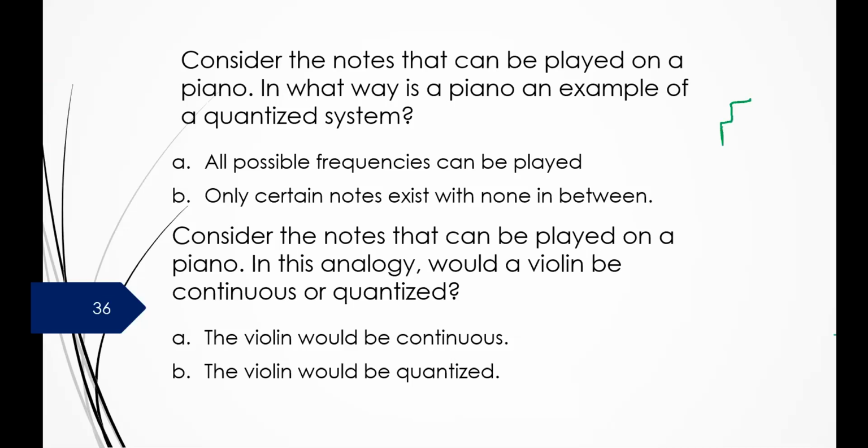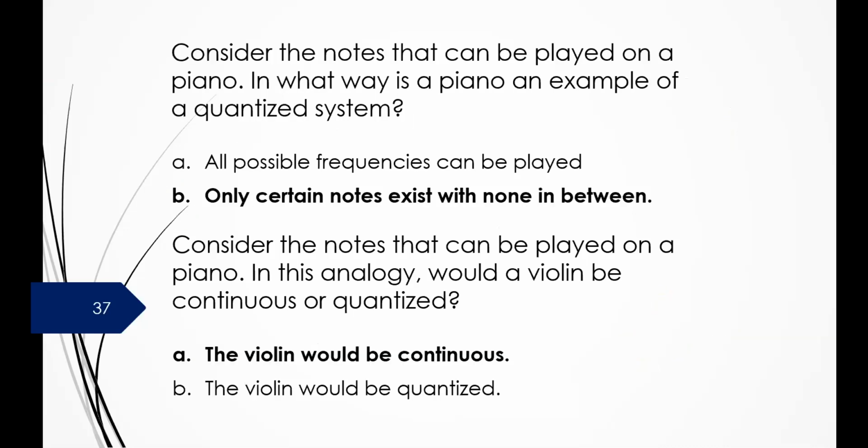A violin, on the other hand, is strings, and you hold the strings at different points. Depending on where you hold the string and how far down it is, you can get all the different frequencies in between. So a piano only has certain notes and nothing in between, whereas a violin is going to be continuous. We're able to play all of the different frequencies because of how you play the instrument itself.